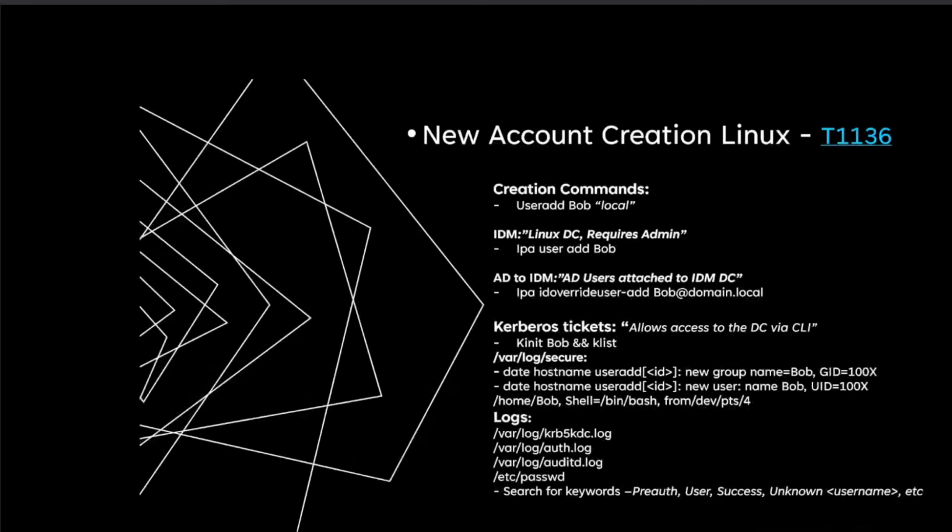Different log sources you can see is for the secure log, and you're going to want to look for the different format for date, hostname, useradd, and that'll be more of a dead giveaway whether or not an attacker has added a user to either your domain or your local host. Specific logs for the Kerberos tickets are going to be the KRB5, anything KRB5 really. The auth log, auditd log, and then always check /etc/passwd for unauthorized added users. And you can do keyword searches for pre-auth, user success, and etc. for anything specific on that.